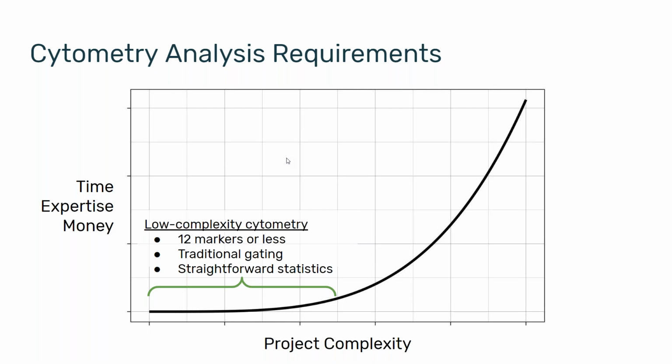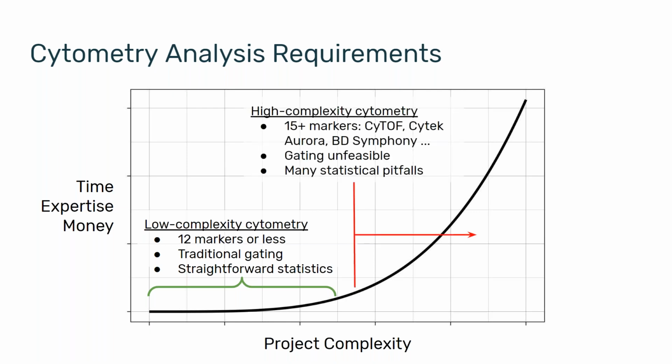Now, we know from experience with the Aurora and with other instruments, such as the Symphony and the Cytof, that as the panels become more complex, as you're acquiring more samples, the analysis becomes exponentially more difficult. Gating becomes unfeasible. For example, any change in an early gate could really influence downstream gates. And also, you just need more of them.